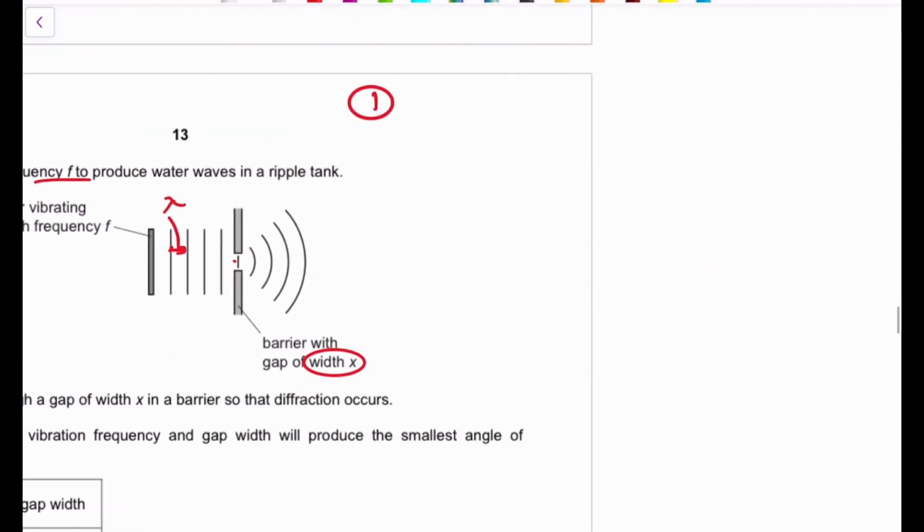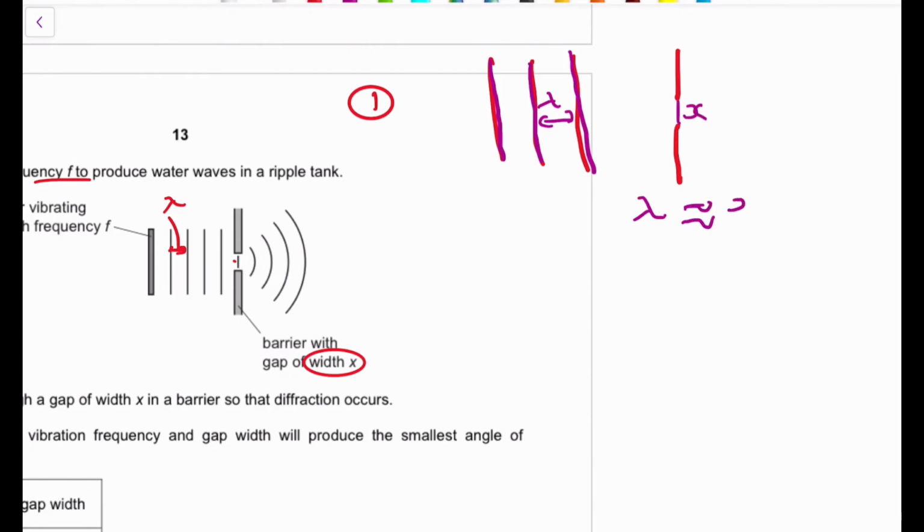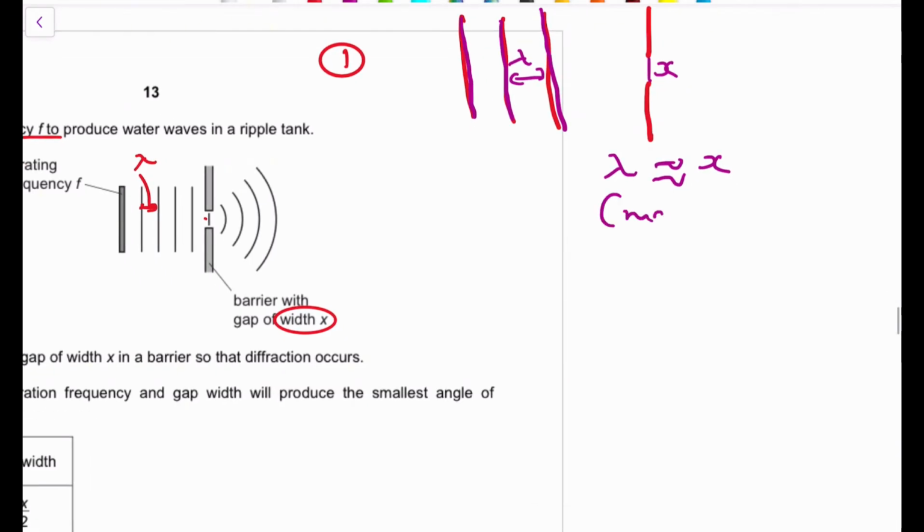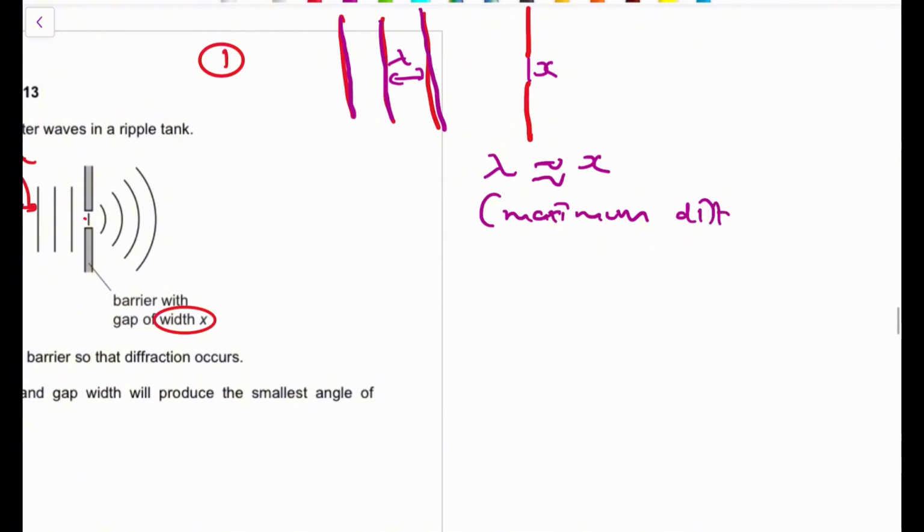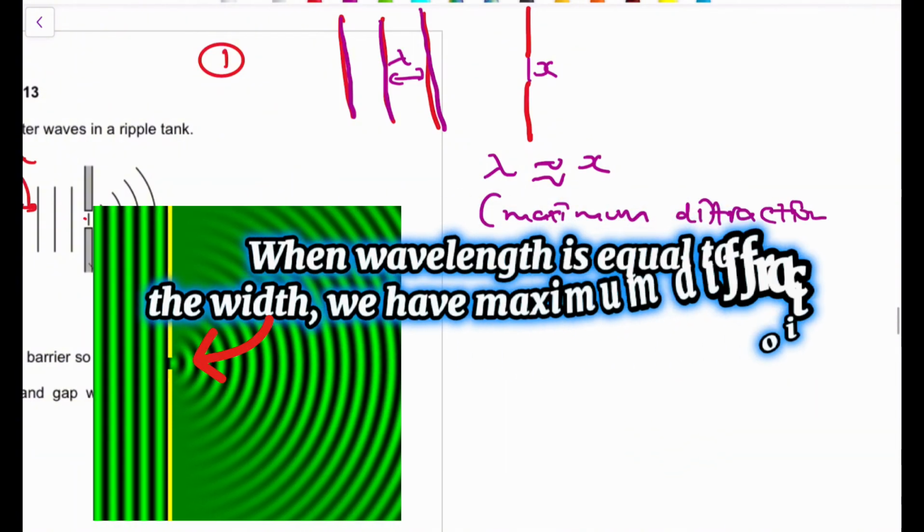The first scenario: if the wavelength lambda and the gap x are approximately equal, lambda is approximately equal to x, that is where we have the maximum diffraction occurring, right?